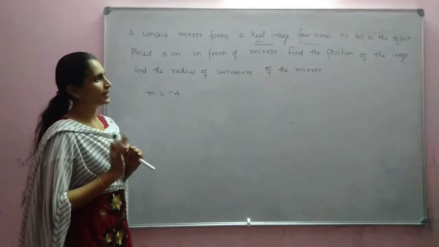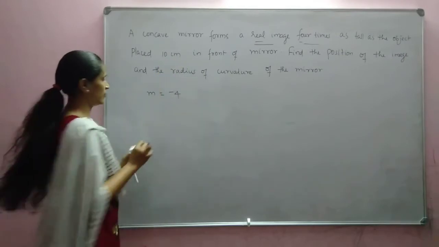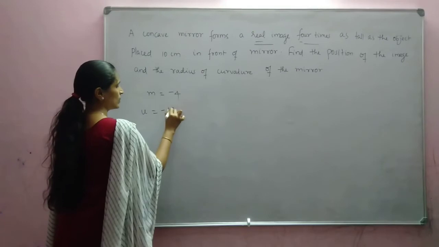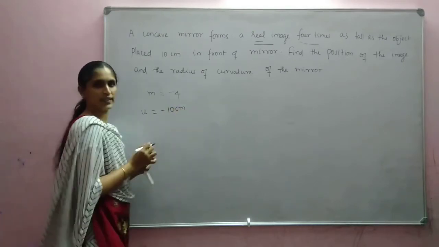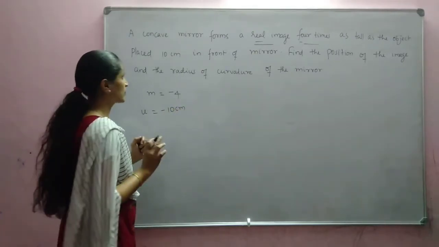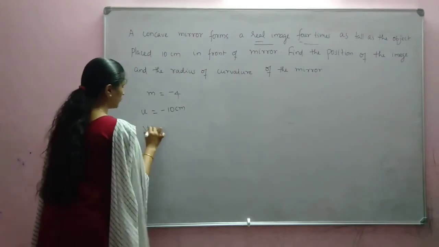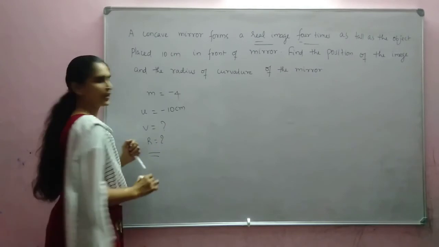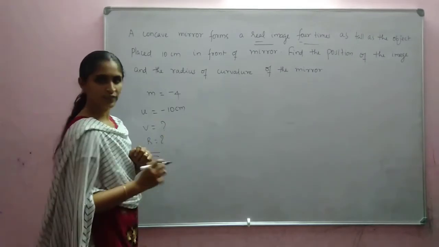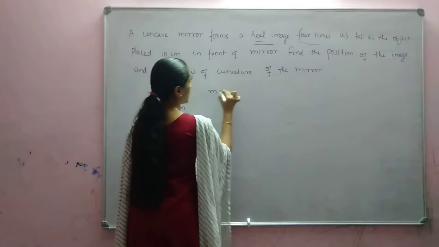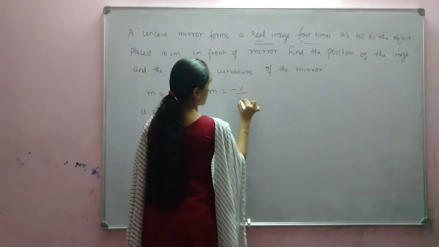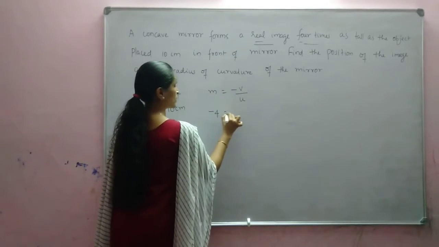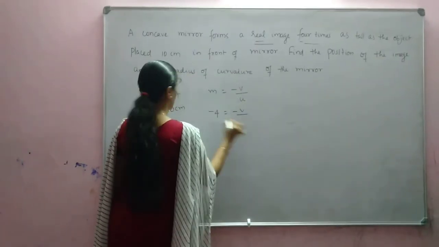It is given. Then object distance is given. Object distance, since it is given, we can take it as negative, minus 10 centimeter. Object distance will always be negative. Now what do we have to find? We have to find v and we have to find the radius of curvature. Okay. And how do we find v? We know the relation. Magnification is equal to minus v by u. And we know the values: minus 4 is equal to minus v by minus 10.